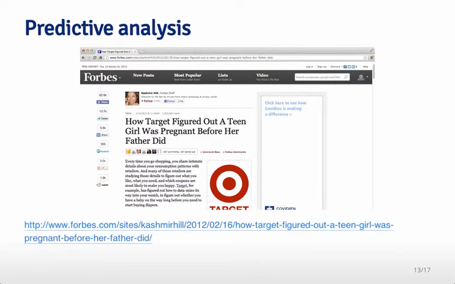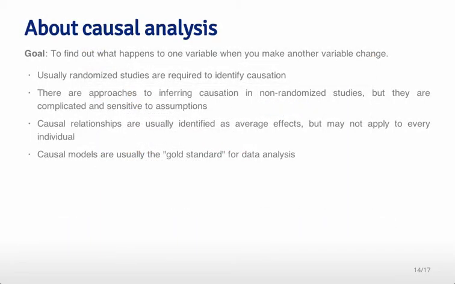Here's another example. This is another sort of bad example if you were the teen in question. Target figured out that a teen girl was pregnant before her father did by looking at the purchases that she'd made, and then sent her a flyer saying that she was pregnant. Of course, the father of the girl was a little bit upset because he didn't know that she was pregnant, but it was an example of how you can use data to predict characteristics of people, including metadata.